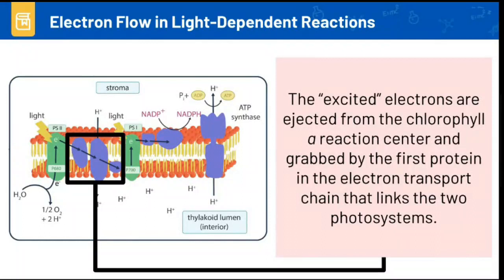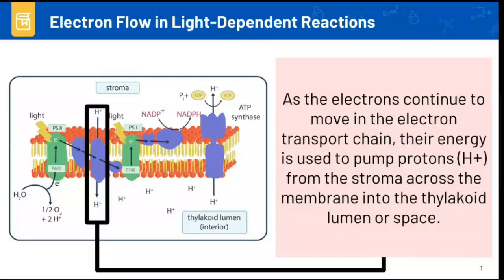Now, as the electrons continue to move in the electron transport chain, their energy is used to pump protons from the stroma across the membrane into the thylakoid lumen or thylakoid space. So the thylakoid space will then have a high concentration of your hydrogen and a lower concentration in your stroma. So this concentration gradient of your hydrogen will drive the synthesis of your ATP later on.